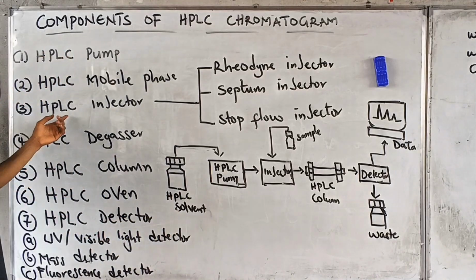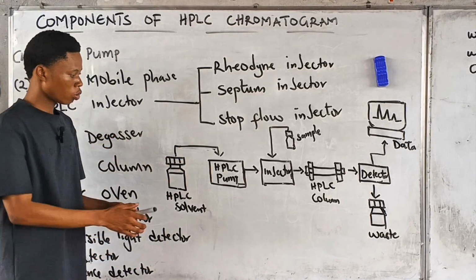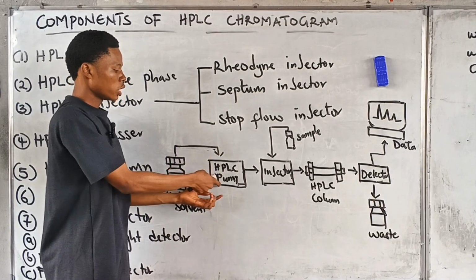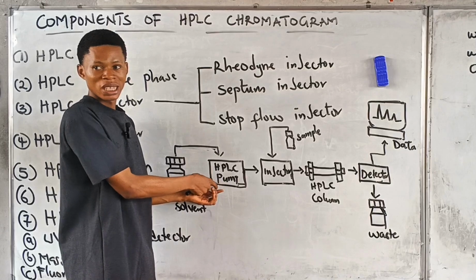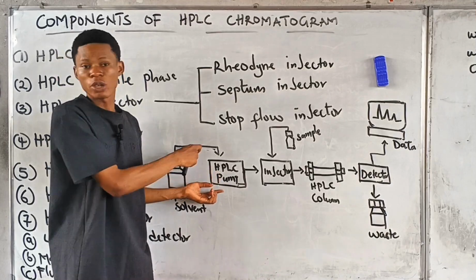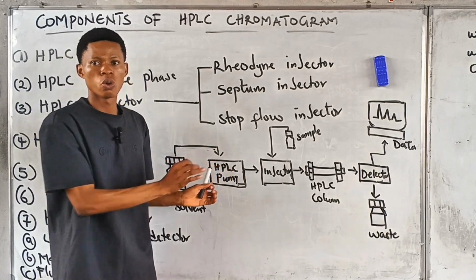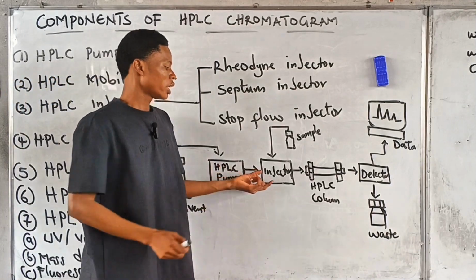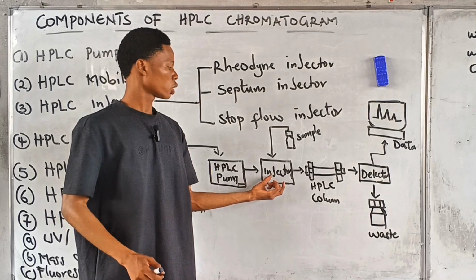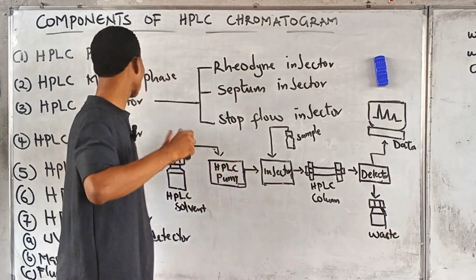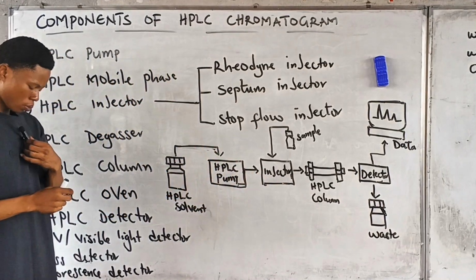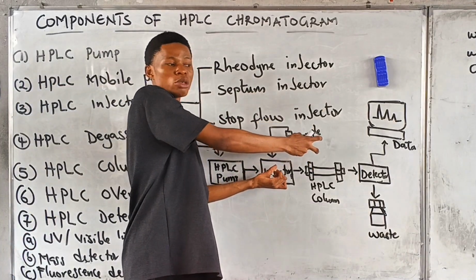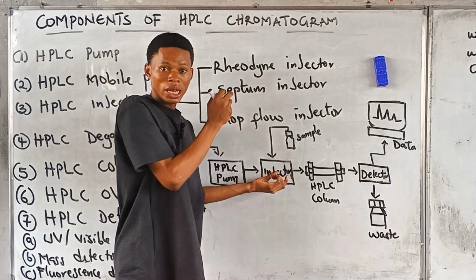Now, the HPLC injector. You pour your solvent, that is the mobile phase, in your HPLC pump. As you pour your solvent in this HPLC pump, what will the HPLC pump do? Push that solvent with high pressure, right? Apply pressure, push it. Then here, we have something called the what? Injector. The HPLC injector is where you put your sample, where you add that mixture that you want to separate. Do you get that?